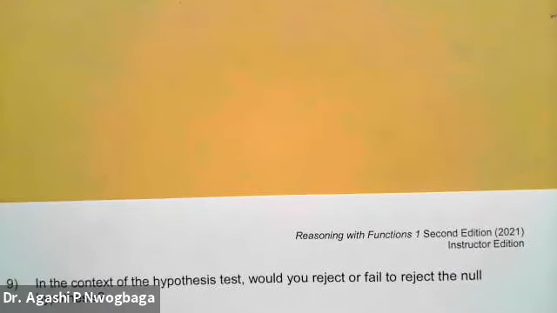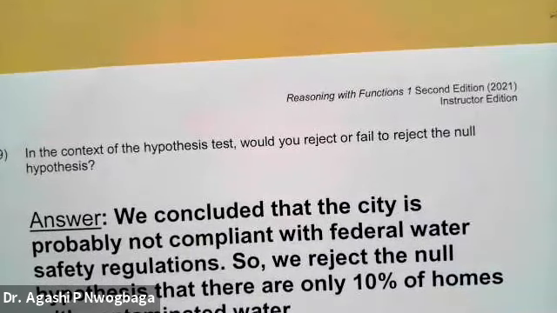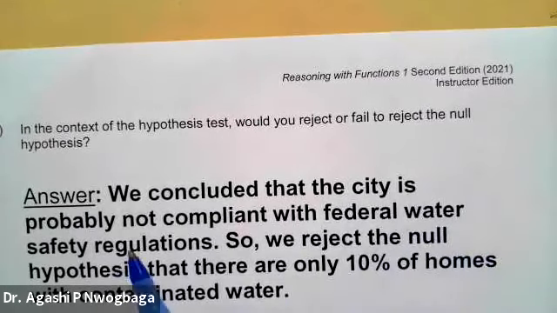Number 9, in the context of the hypothesis test, would you reject or fail to reject the null hypothesis? This is our answer. We concluded that the city is probably not complying with federal water safety regulations. So we reject the null hypothesis that there are only 10% of homes with contaminated water. We reject the null hypothesis. That is our conclusion there.